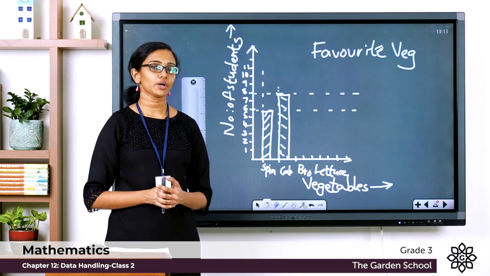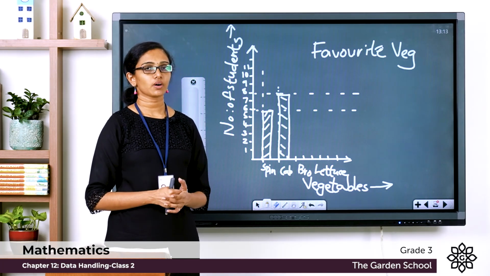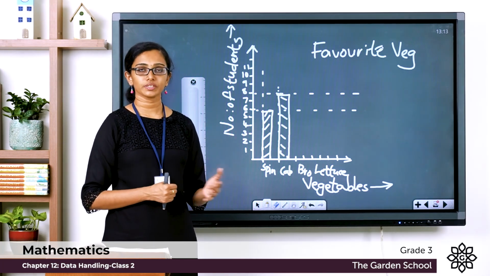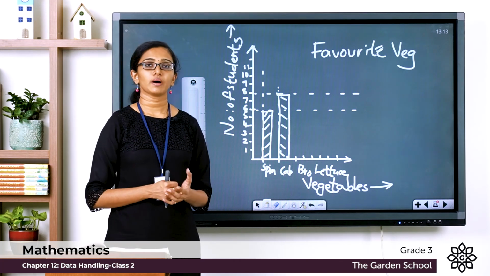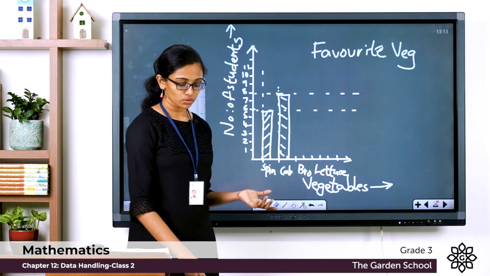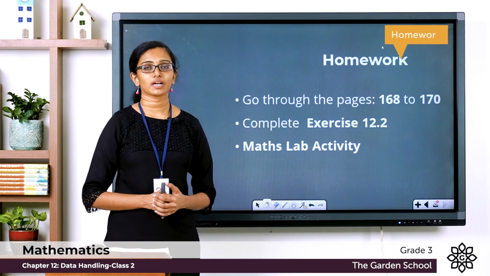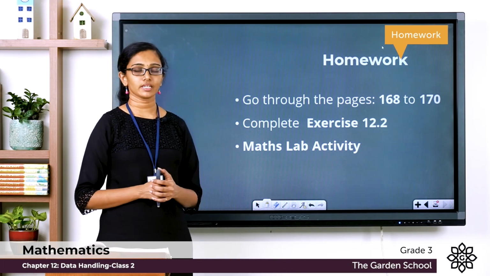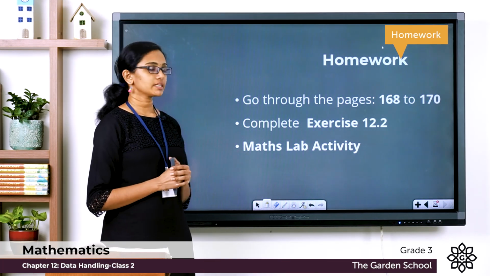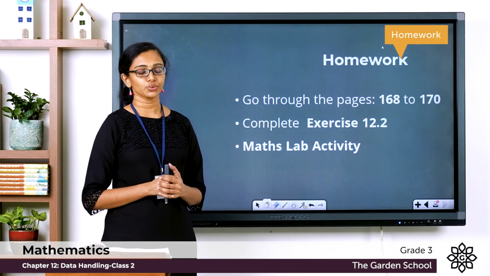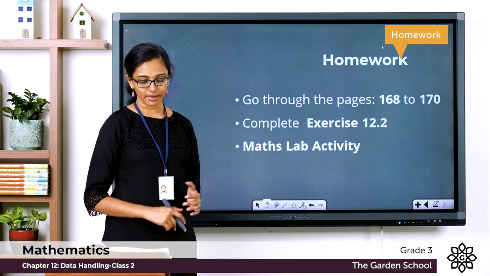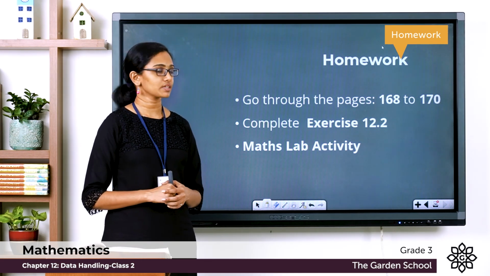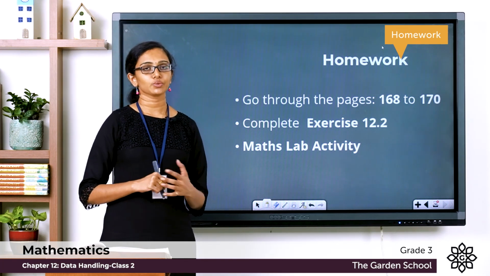So children, I hope now you are clear with the concept of bar graph, how to interpret and how to draw a bar graph. Now you can go through these topics on pages 168 to 170. Then you have to complete the questions from exercise 12.2 and there is also a maths lab activity given on page number 170. Go through that as well and do accordingly.